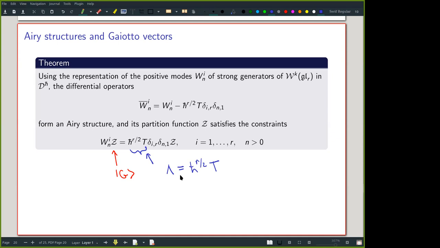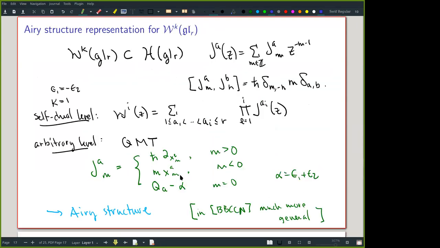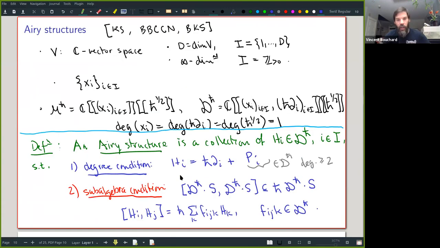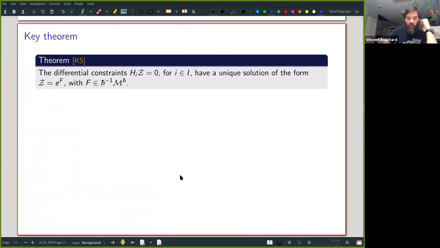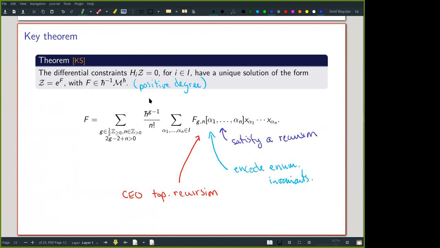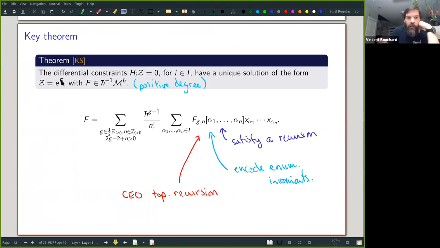Vincent, can you just remind us what you mean by a partition function here of an area structure? A very general thing that you just said. Yeah, the partition function of an area structure is basically the reason for the area structures to be constructed. So an area structure was this collection of differential operators. The partition function was this thing that Kontsevich and Soibelman prove is the unique solution to the differential constraints. So it's the thing that is killed by the differential operators. But it has a very specific form. It's basically the exponential of F, which is a general power series in x, and the coefficients satisfy topological recursion.